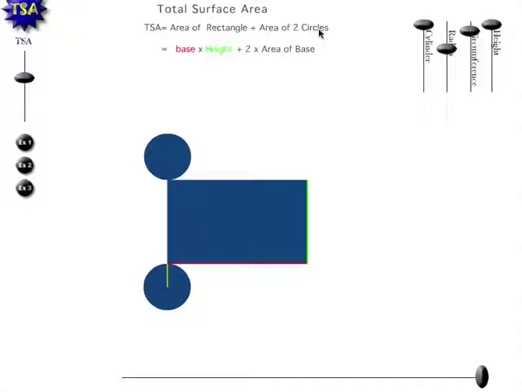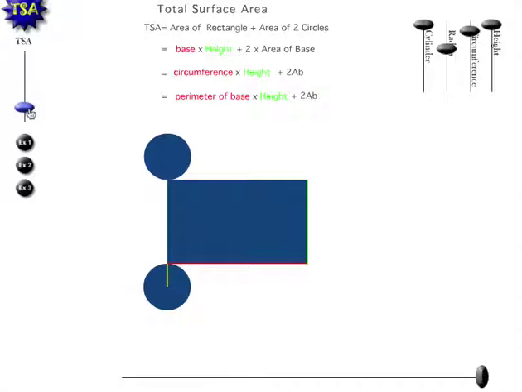And then it's going to be the area of two circles, right? So 2 times the area of one of the circles. And then we know that the base, this red line, is the circumference. So it's circumference times height, or perimeter of the base times height, plus 2 times the area of the base. And then, another way of saying circumference is perimeter of the base, times height, plus 2 times the area of the base.